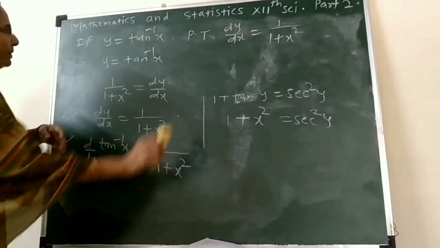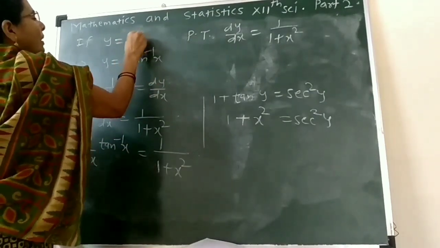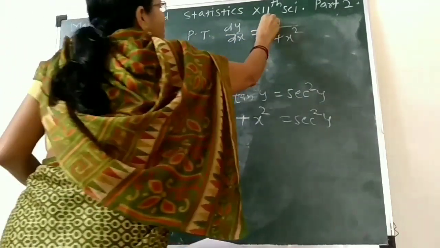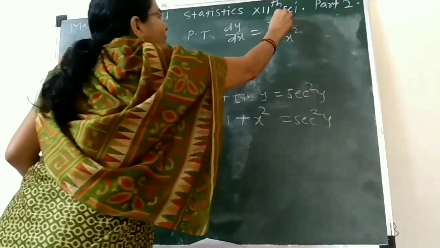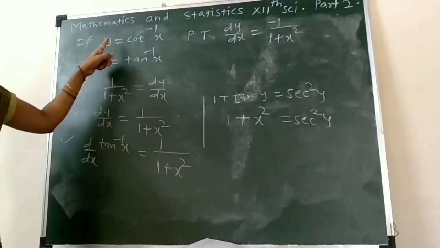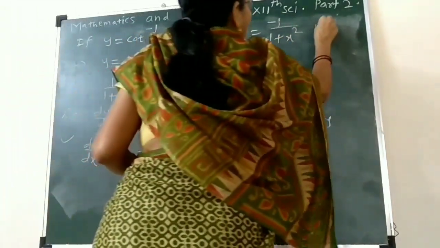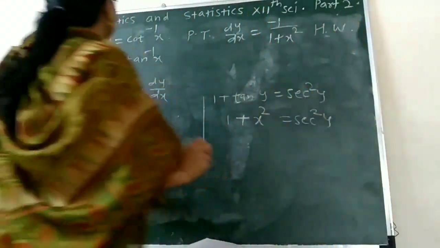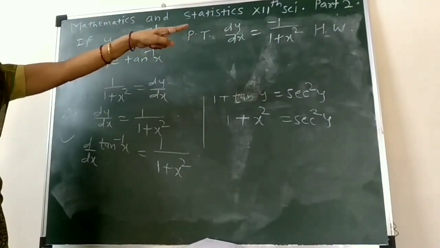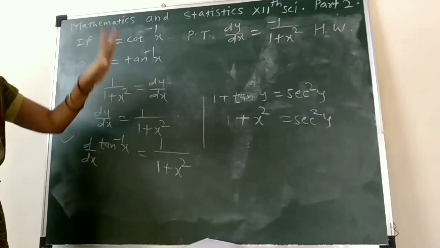Now y equal to cot inverse x. Prove that dy by dx is equal to minus 1 upon 1 plus x square. Prove this at home. This is homework. Prove this question. Homework. Remember the formula of cot inverse x.